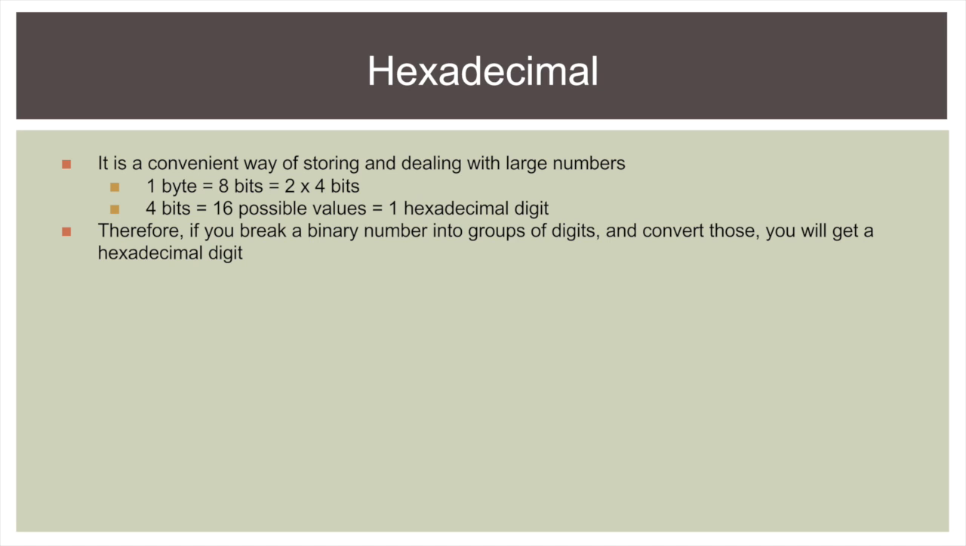So 1 byte is 8 bits, which is 2 groups of 4 bits. And 4 bits will equal 16 possible values, which is also 1 hexadecimal digit. So it's a really nice way of combining binary and big numbers together. We can represent a lot more values in a smaller space with hexadecimal, but it also works really well with binary when we're converting.